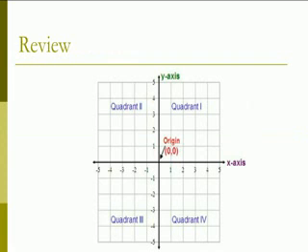First of all, this is a coordinate plane, and remember our y-axis is vertical and our x-axis is horizontal. Our quadrants go starting with 1 and then go to the left, so 1, 2, 3, and 4, and the origin starts here at 0, 0.